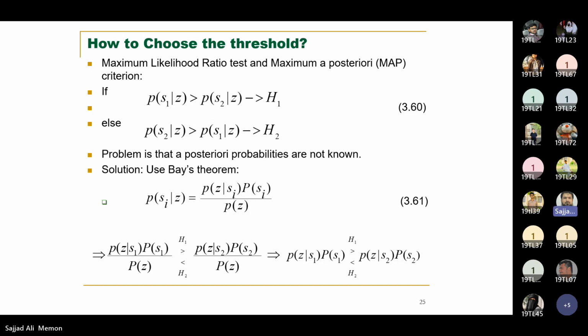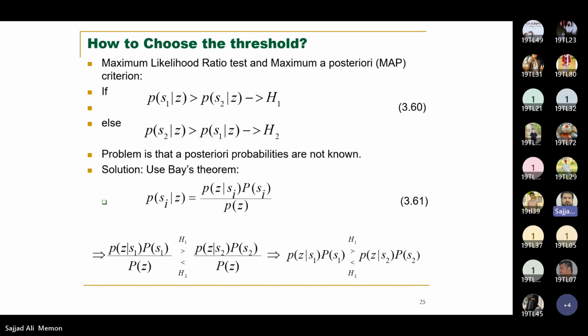Now the problem is that the posterior probabilities are not known, so we use the Bayes theorem. Bayes theorem for a particular Si, where i can be 1 and 2, and the test signal Z, is equal to the probability of having Z given Si, times the prior probability of Si, that is P of Si, divided by the probability of Z. So 3.61 is your typical Bayes theorem.